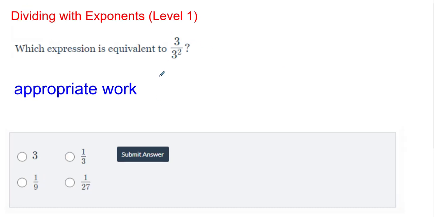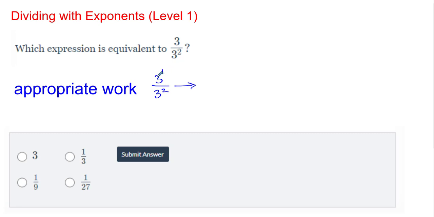All right, start with the original problem. I'm going to put 3 divided by 3 squared. I'm going to give this base 3 an exponent of 1, which is a good reminder. Sometimes kids forget to put the 1 and they think it's a 0, and then that's wrong.